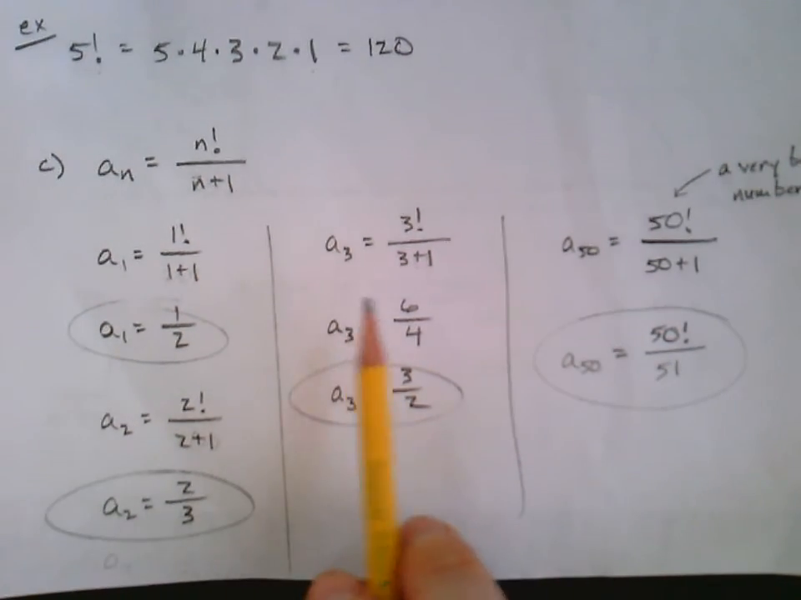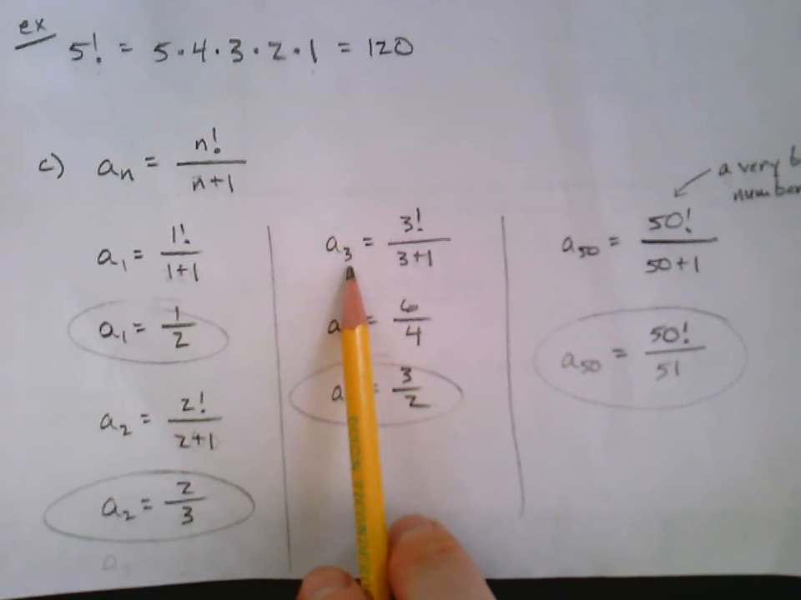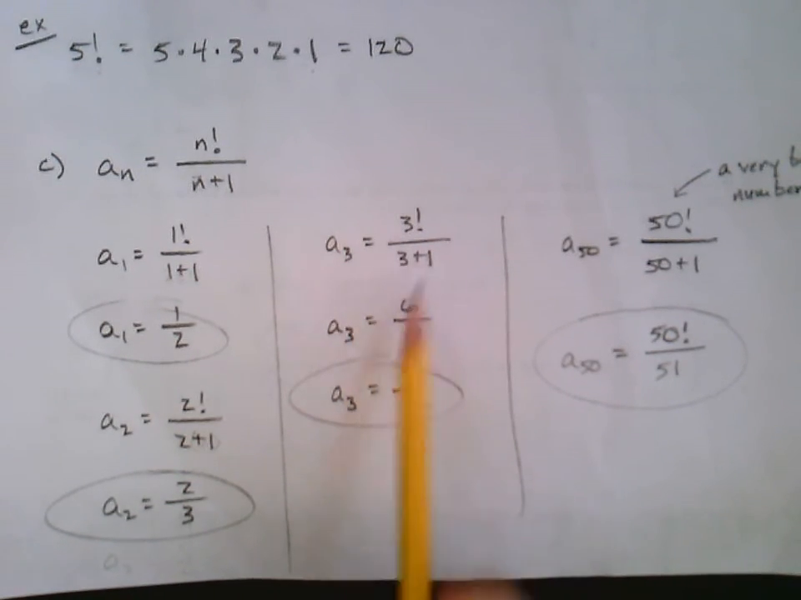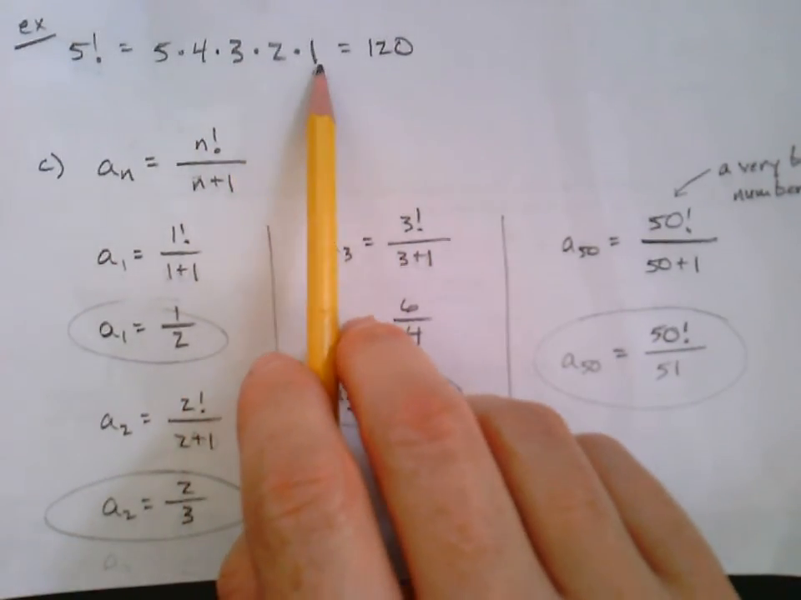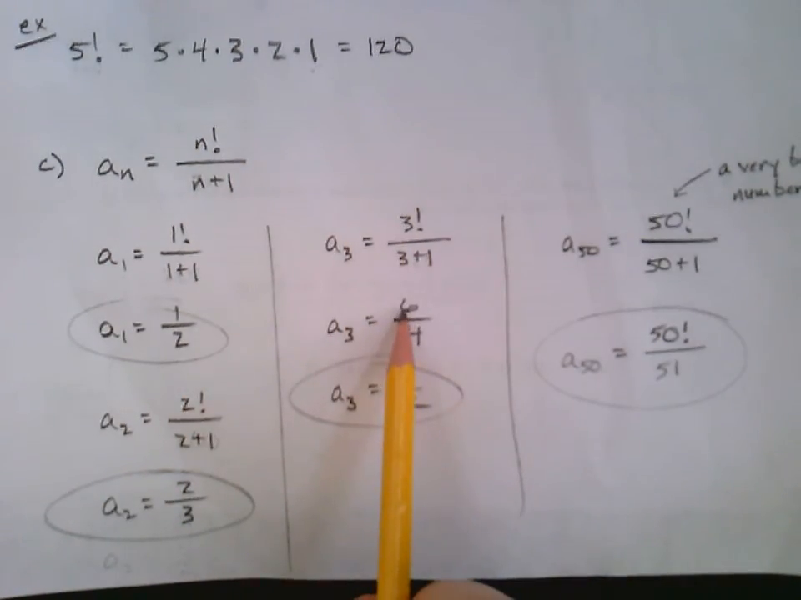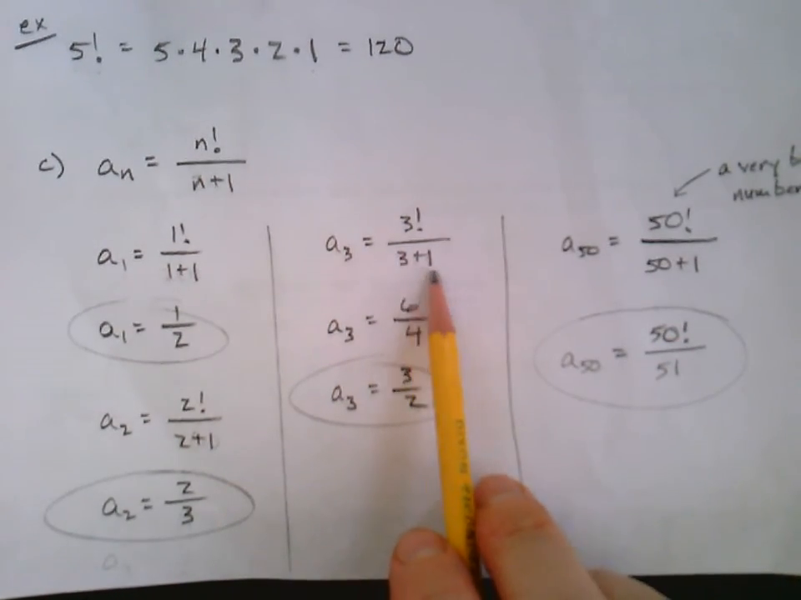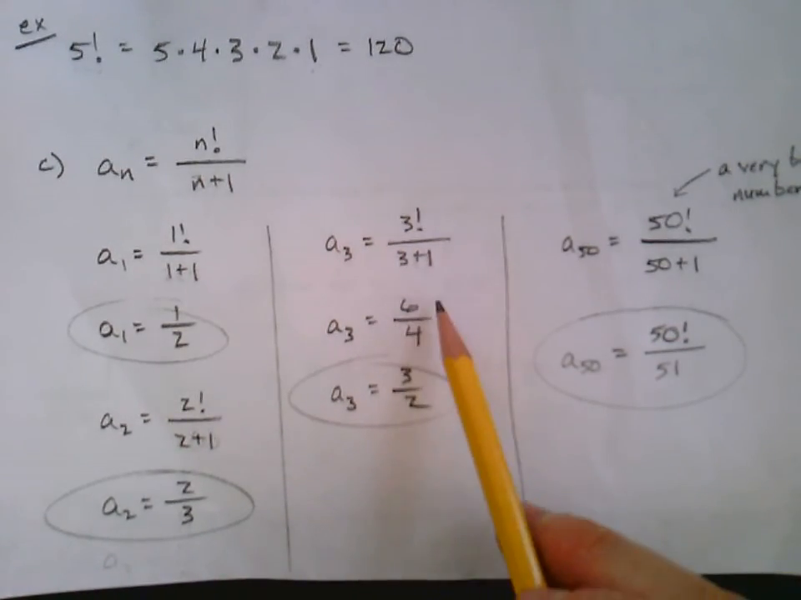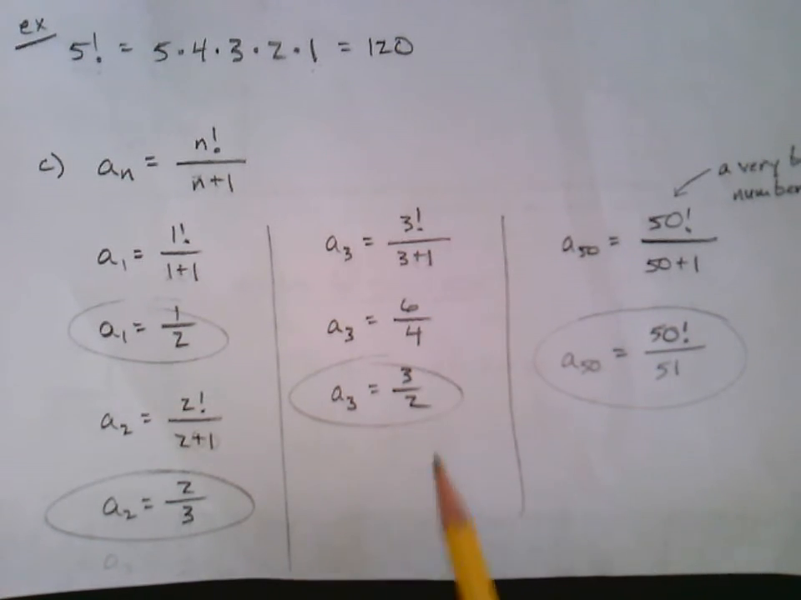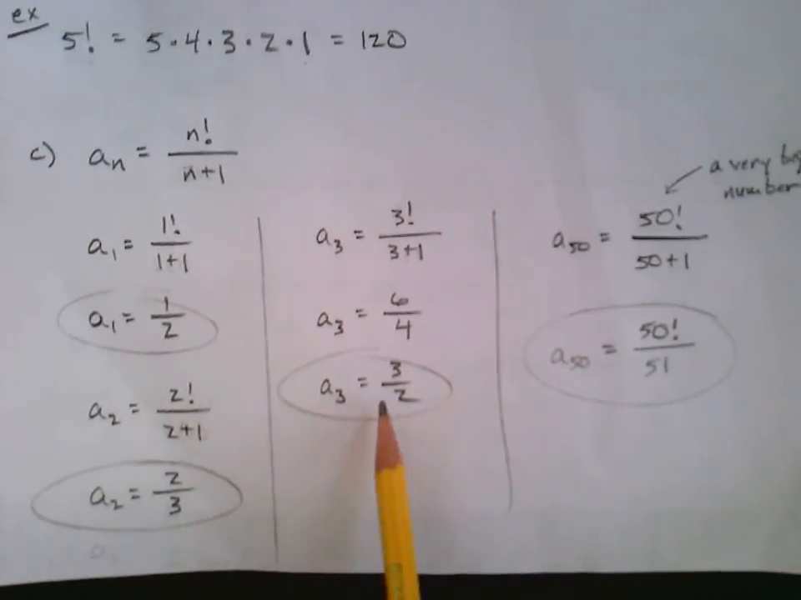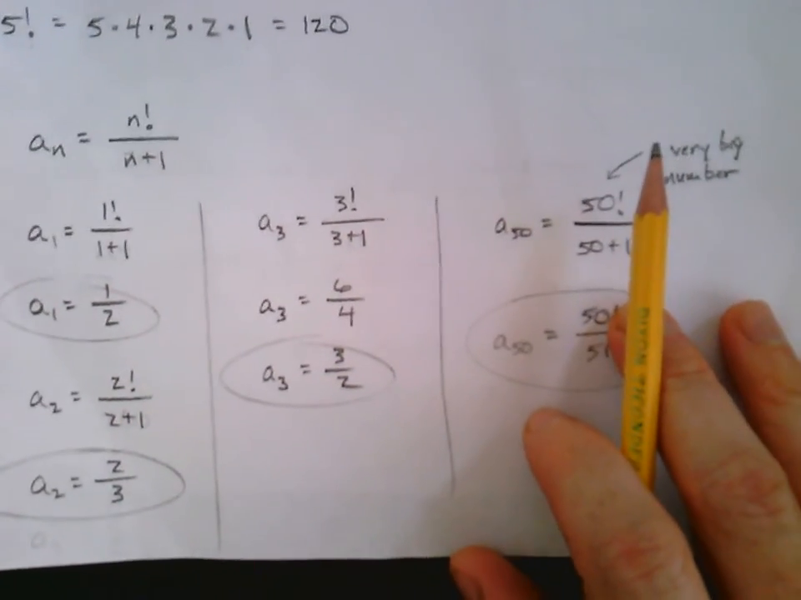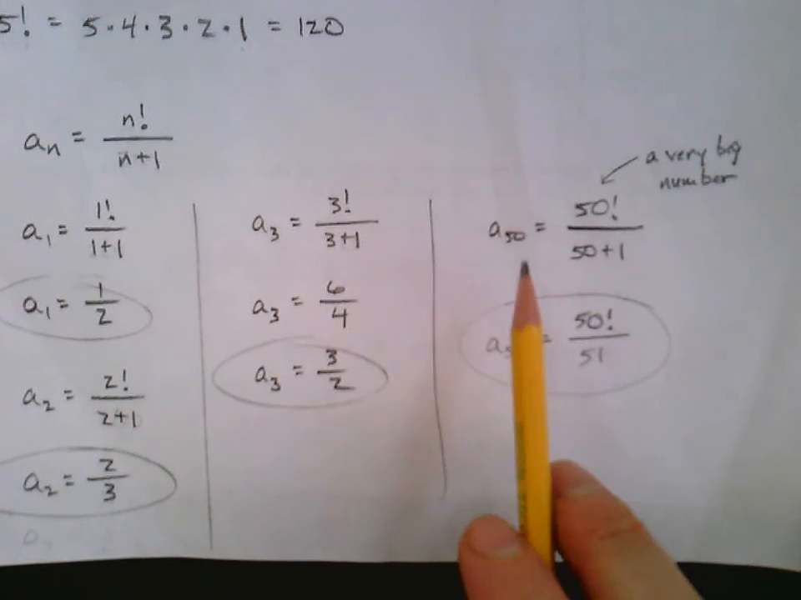The third term, a3, we've got 3 factorial over 3 plus 1. 3 factorial now, 3 times 2 times 1. So that gives you 6. And it's over 3 plus 1 is 4. And let's go ahead and reduce that, 3 over 2. So there's the first 3 terms, and then we also want the 50th term.